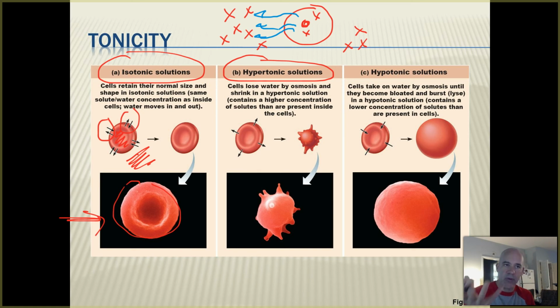Okay, so when that happens, what's going to happen to your cell? Your cell is going to shrivel because it's losing water. All right, now what about the opposite situation?